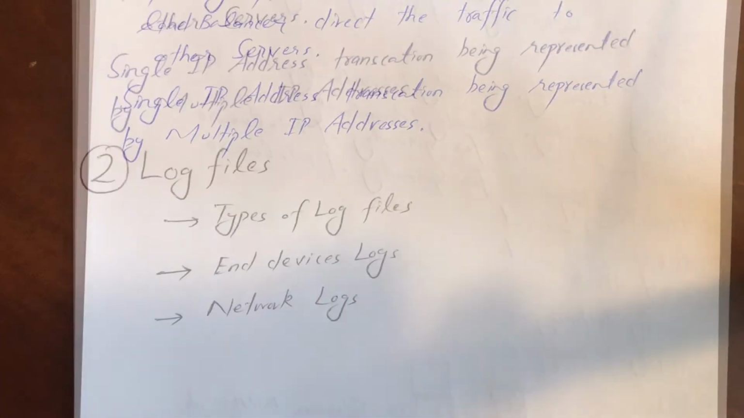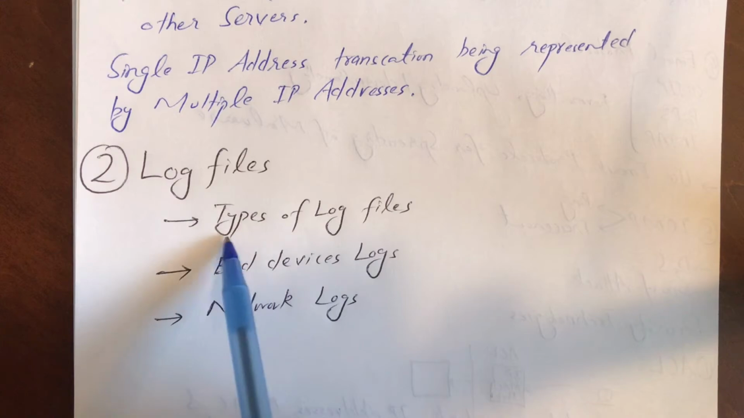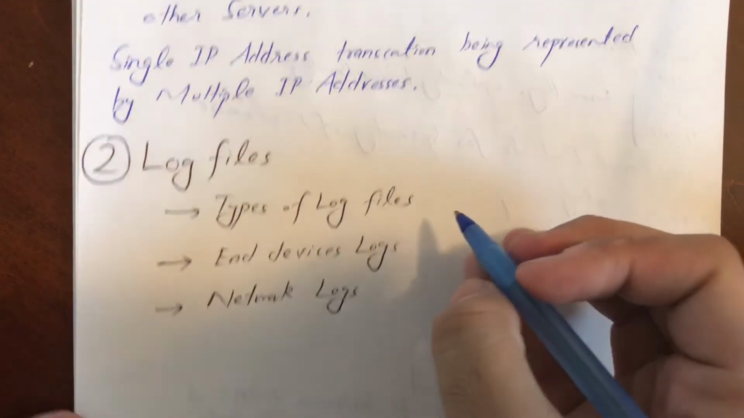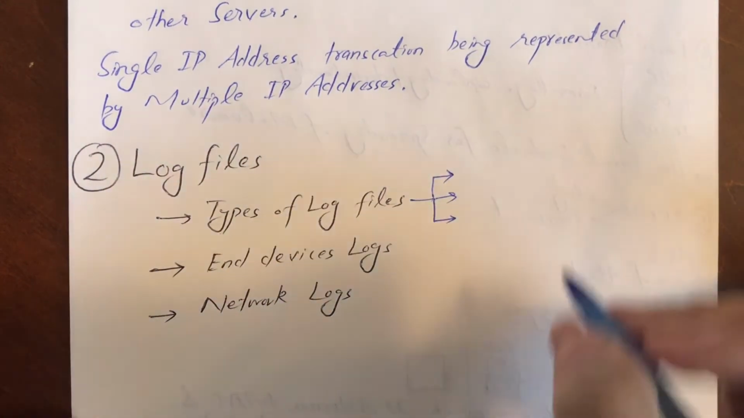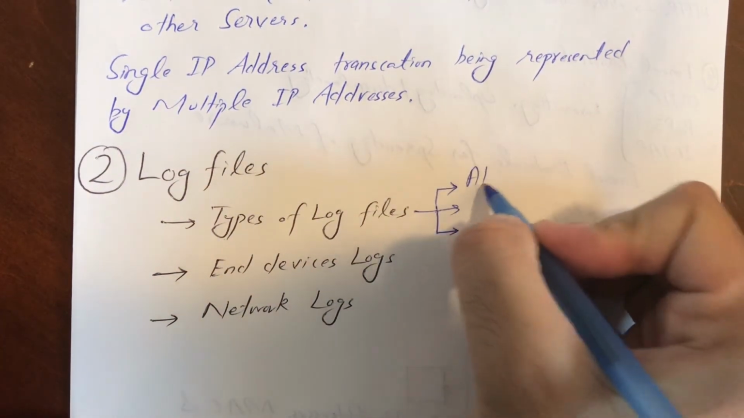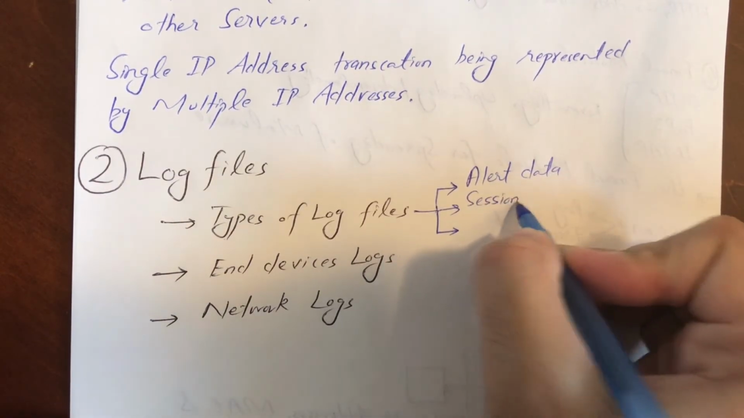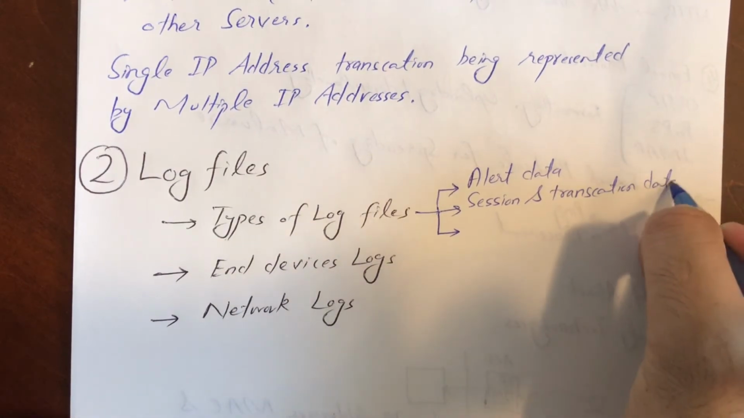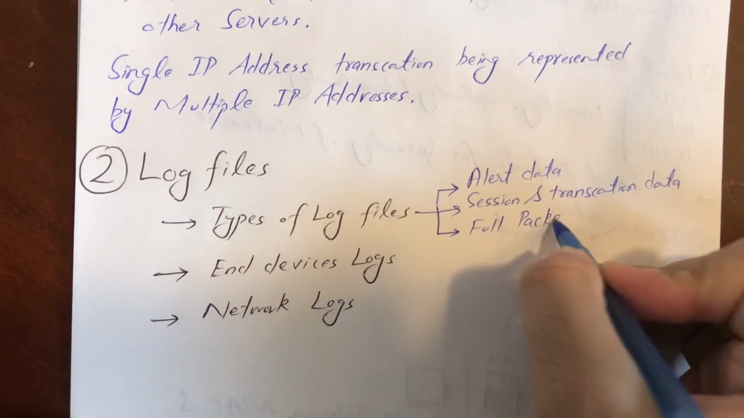The second task is log files. There are mainly three types of log files. Firstly we'll talk about some types of log files, then end device logs and network logs. In types of log files, we'll discuss mainly three types. First is called alert data. Second is session and transaction data. And the third one is called full packet capture.